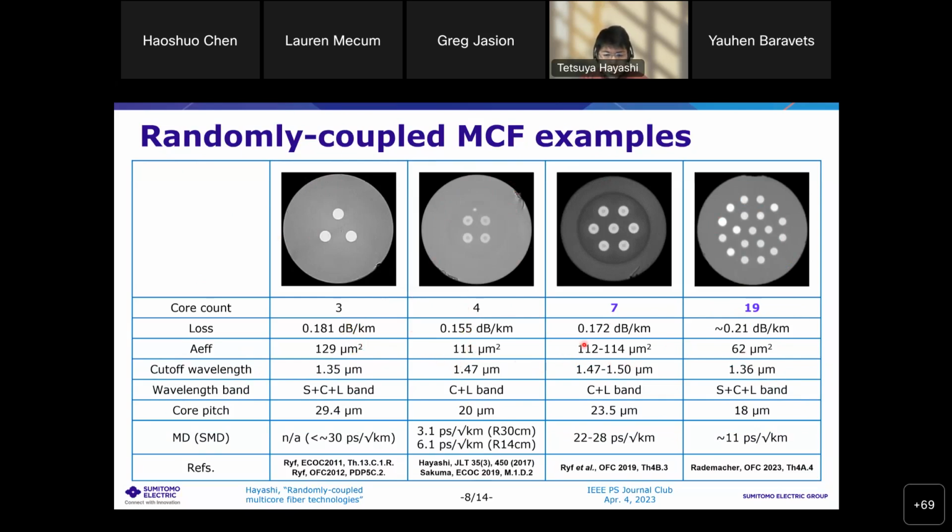So it's very easy to splice, and the nonlinearity of such a multicore fiber is very suppressed in the transmission. And with the 4 core fiber, the published result of the transmission loss is 0.155 dB per kilometer at 1550. And further lower loss is possible, and there is no fundamental limit. This is not a fundamental limit. Further lower loss can be possible.